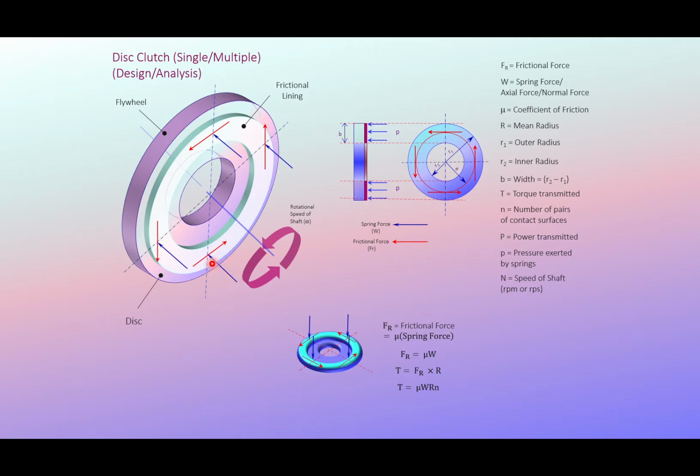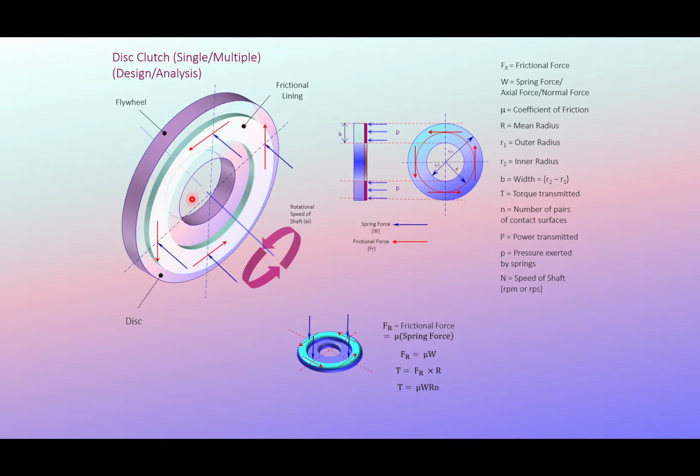So normal force is always acting 90 degrees to the contact surface. When the thing starts rotating, it will create a rubbing onto this surface. This rubbing force is caused by the pressure plate that presses onto the frictional lining. So you have this force here, the spring force or the normal force, and that will create a frictional force or a tangential force onto this surface here. We call this the frictional force.